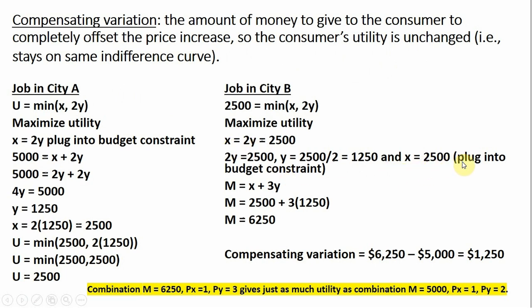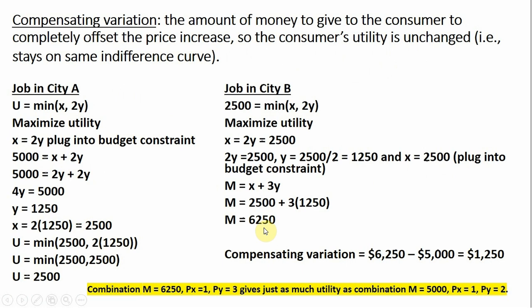We're going to plug those values into the budget constraint. Now here the budget constraint is different. We have a different set of prices in city B. The price of good X is $1. That's unchanged. But the price of good Y, instead of being $2, is now $3. So for X, we plug in 2,500. For Y, we plug in 1,250.